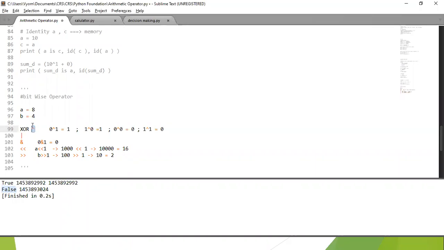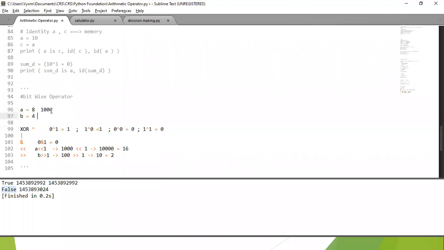So what does XOR say? XOR says if 0 XOR 1, then it will return 1. If 1 XOR 0, it will return 1. If you do XOR between 0 and 0, it will return 0. If you do XOR between 1 and 1, it will return 0. So this is the definition of XOR. Okay, guys. And when we talk about bitwise operators, we deal in zeros and ones.